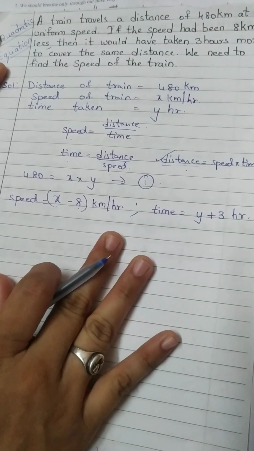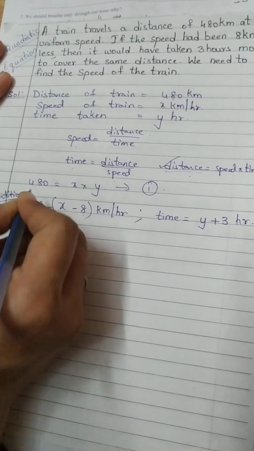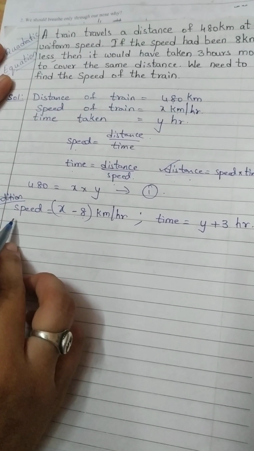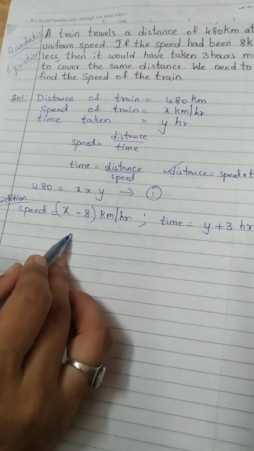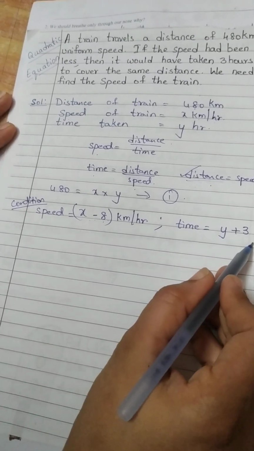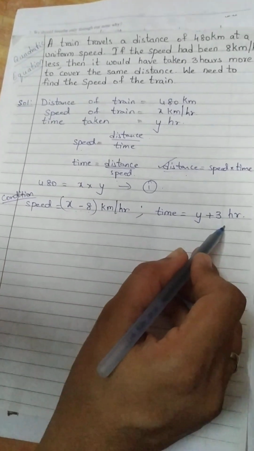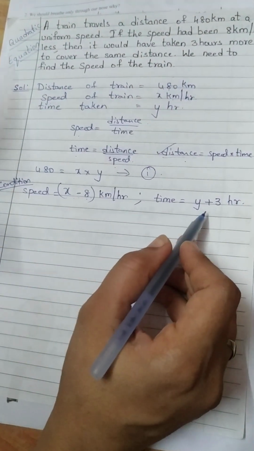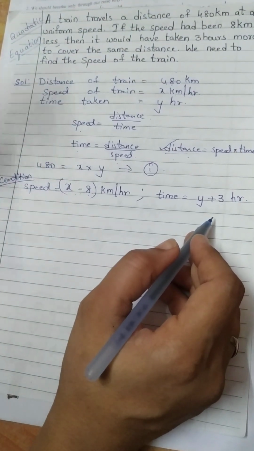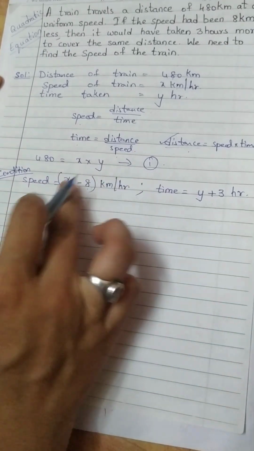So I hope you understood. See, this is the condition, children, and this is the original one. Now you tally for yourself. Speed is decreased, that means time will increase. Yes or no? Speed is decreased, so time is increased. Correct. If you decrease your speed, you will take a longer time to travel the same distance. So the condition is verified.